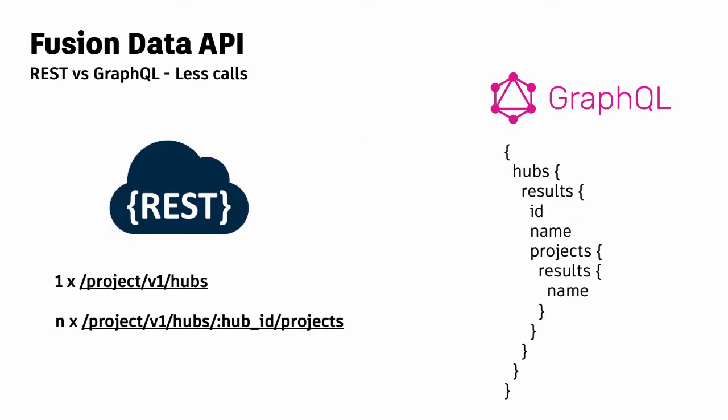As an example, if you wanted to get the names of all the projects you have access to using our REST APIs, you would have to first request the list of hubs you have access to, then for each hub request the list of projects it contains. As you can see in GraphQL, I can simply request all this in a single query, asking for all the hubs, their names and IDs, and then for each hub getting the name for each project they contain.